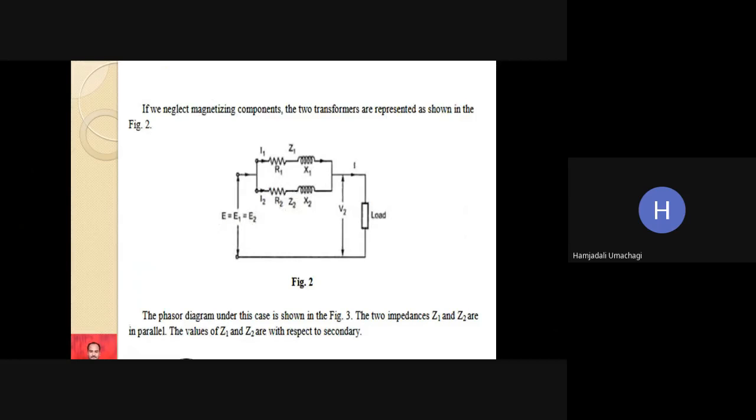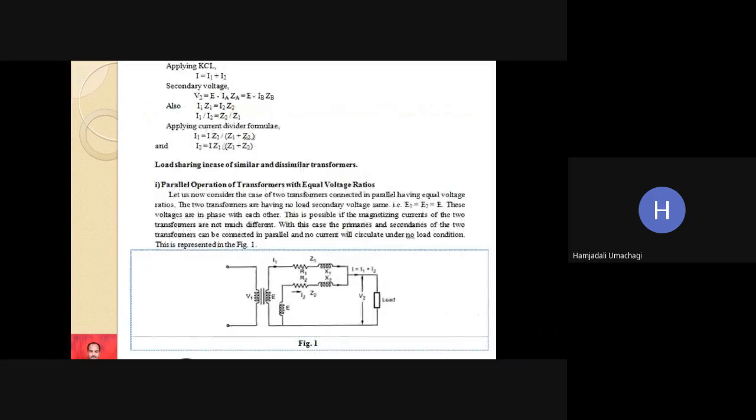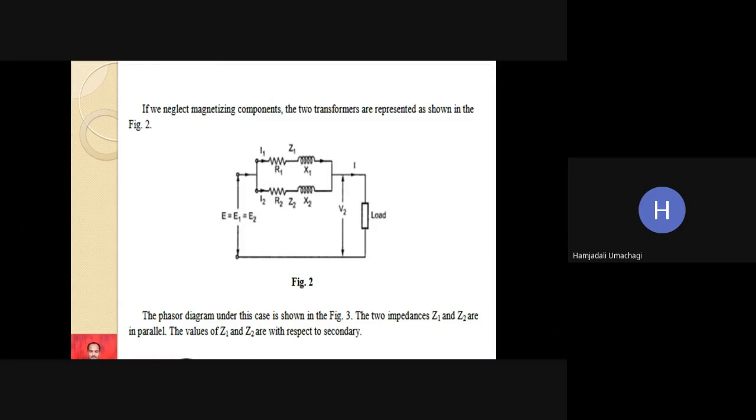So E1 equal to E2 is equal to E, whereas I1 is the load shared by the first transformer, with R1, X1, Z1 of the first transformer, and I2 is the load shared by the second transformer, with R2, X2, Z2 of the second transformer. They are connected in parallel and both have the same voltage. So the same circuit diagram can be written in this way. The common load is connected to both these transformers. Both are supplying the same common load, connected in parallel. This is the first transformer, this is the second transformer.